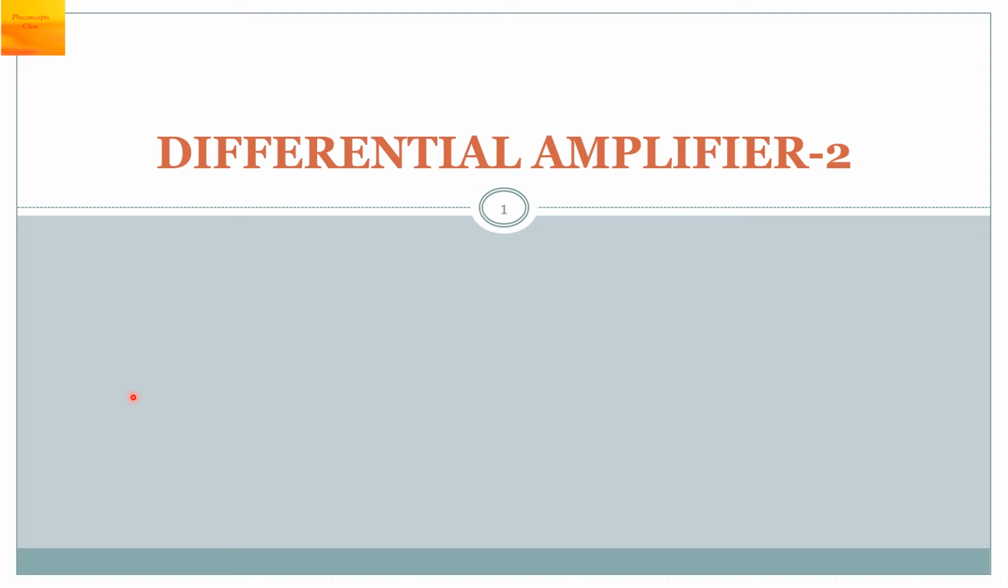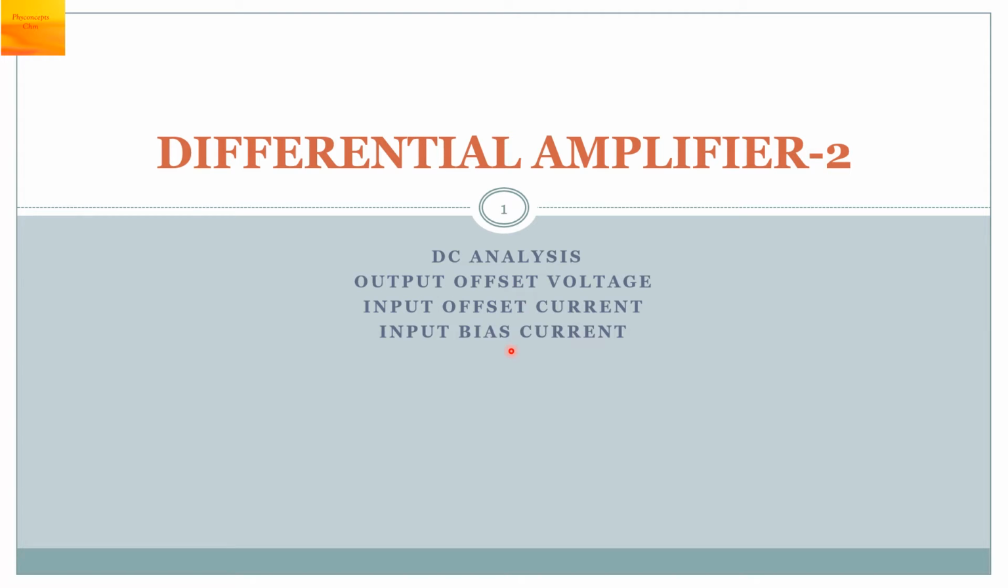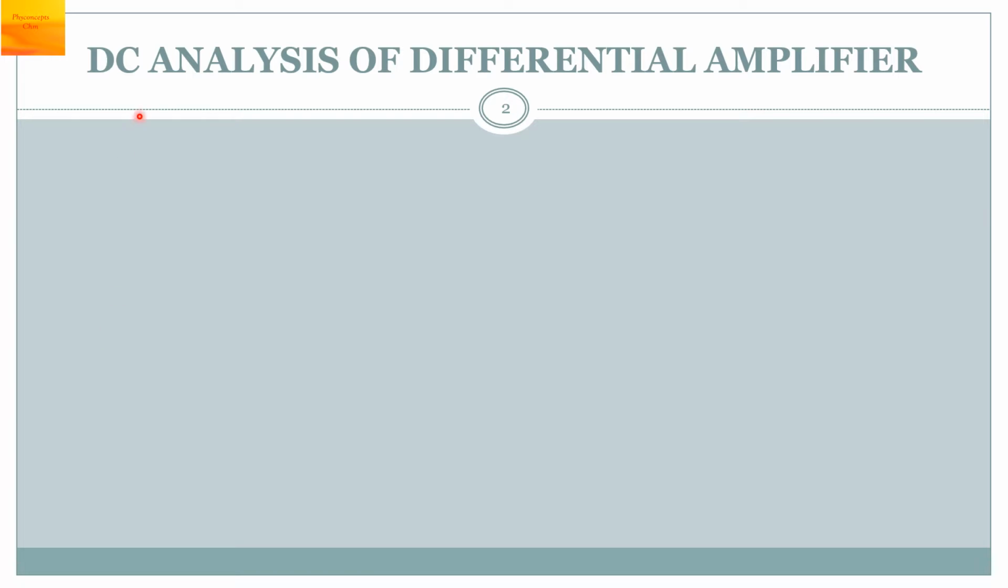This is the second part of the differential amplifier series. Here we will see about the DC analysis of differential amplifier, output offset voltage, input offset current, input bias current. DC analysis of differential amplifier.